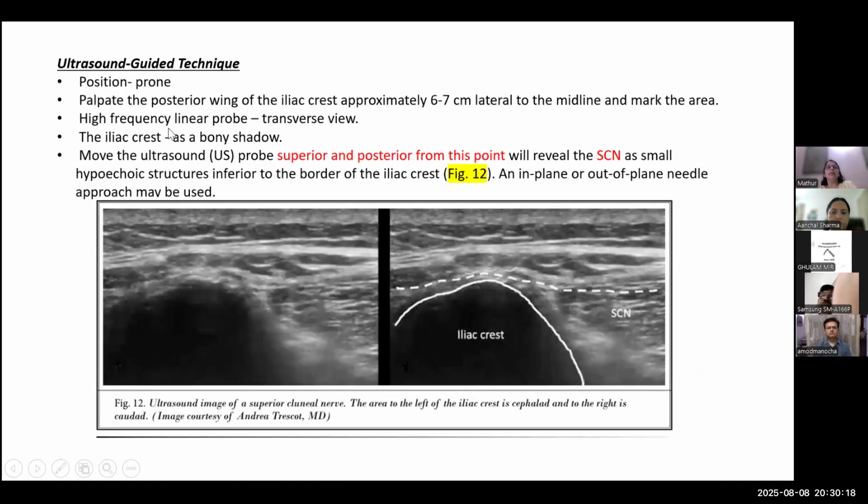In ultrasound guided technique, the position is prone. You palpate the posterior wing of the iliac crest, approximately 6 to 7 centimeters lateral to the midline, and mark the area. A high frequency linear probe is used in a transverse view. The iliac crest is visible as a bony shadow. Move the ultrasound probe a little superior and posterior from this point, and this will reveal the superior cluneal nerve as a small hypoechoic structure inferior to the border of the iliac crest. Then you can use an in-plane or out-of-plane approach for local anesthetic and steroid injection.